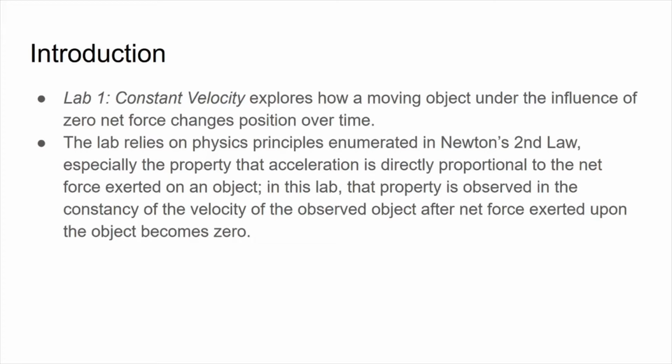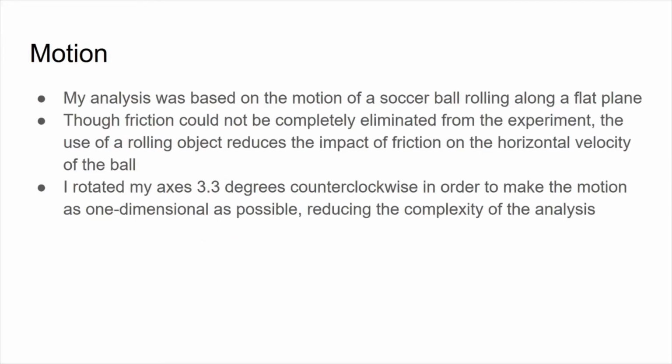An important thing to grasp about this lab is that the velocity of the object under observation is constant because there is zero net force. My analysis was based on the motion of a soccer ball rolling along a flat plane. My reasoning was that I wanted to make the influence of friction on the object as negligible as possible, and by using a rolling object, we can eliminate some of the impact of friction on the horizontal velocity of the ball.